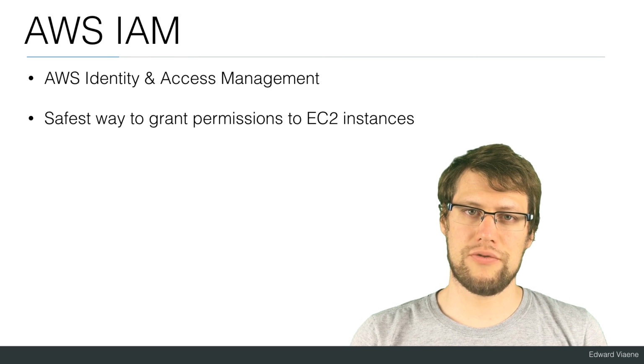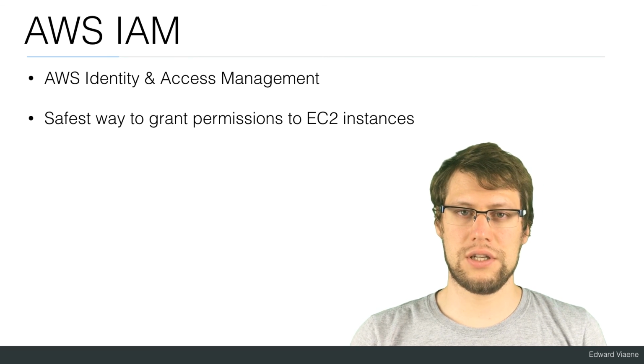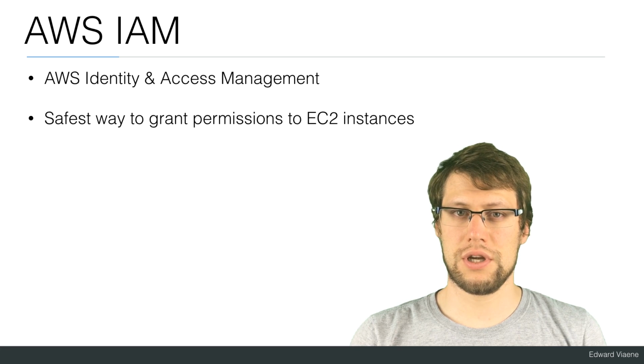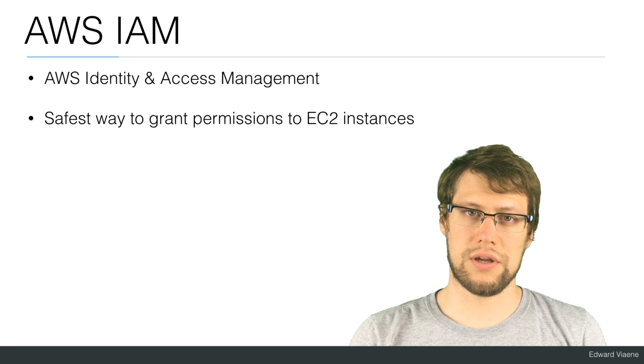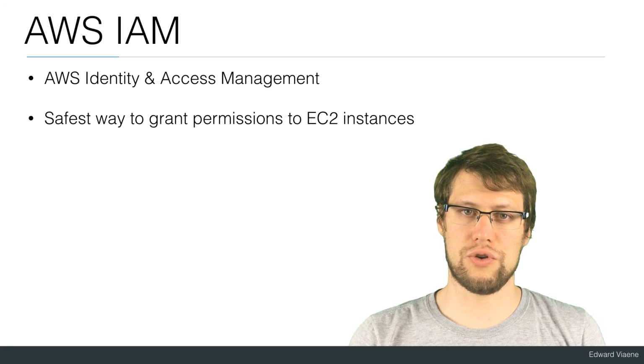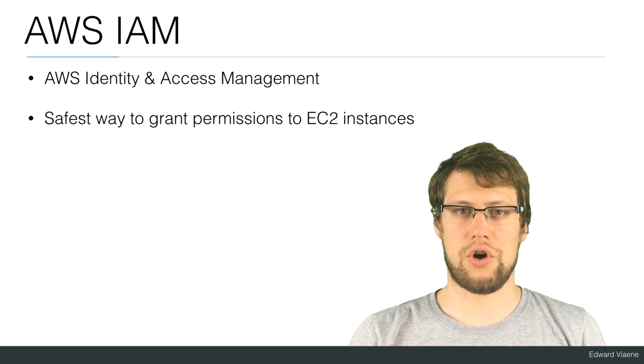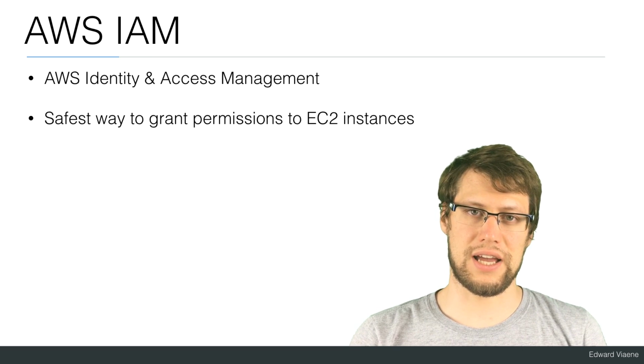That's it. I hope you found it interesting. You can see that using IAM roles is the safest way to give permissions to your EC2 instances, to allow EC2 instances to access other AWS resources like S3 buckets.